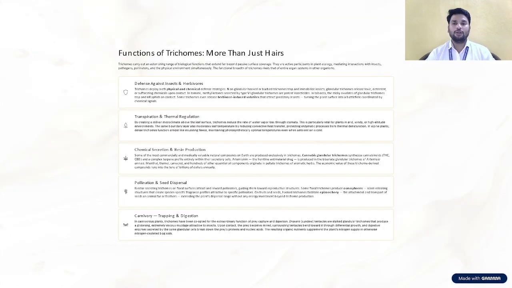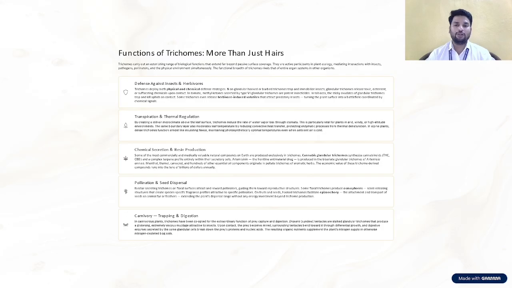Function of the trichomes. There are basically different functions of the trichomes, like defense against insects and herbivores. The trichomes provide physical and chemical defense strategies. Obviously, they protect us from different insect and herbivore attacks. Then transpiration and thermal regulation. As we know, the dense layer of trichomes obviously reduces water loss and also protects from heat stress because of their reflective nature.